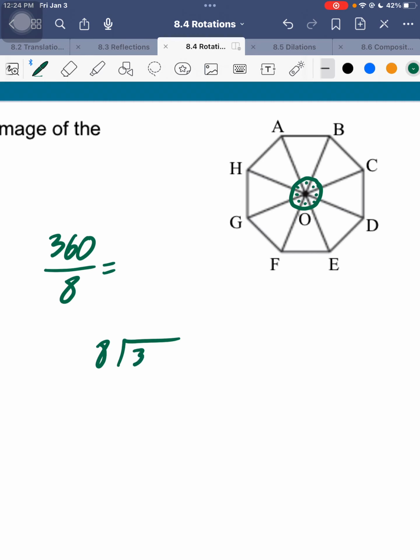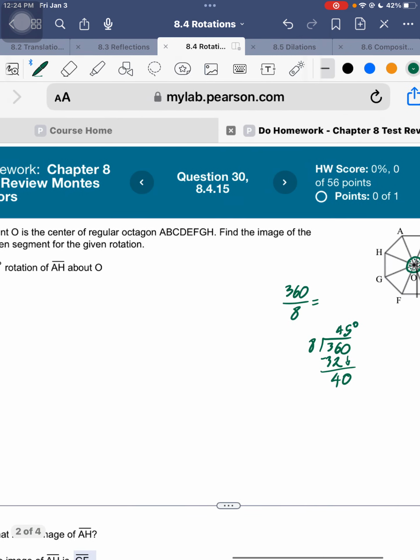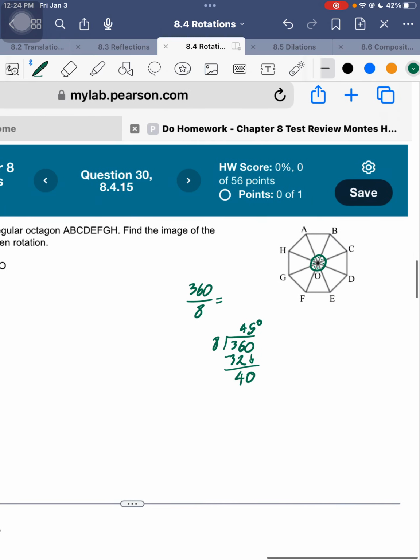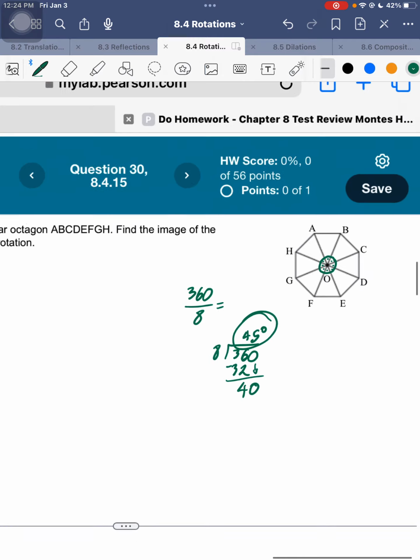Okay, let's do it. I don't want to take out my calculator. So let's do it the old school way. 8, 16, 24, 32. Minus 32, 4, 0. 45 degrees. So if I rotate 90 degrees, I'm going to rotate how many spots? Not 1, but 2. Because 45 plus 45 equals 90.